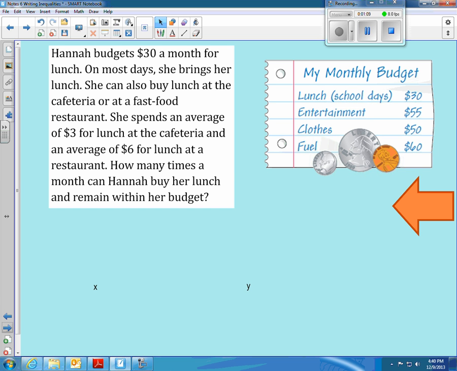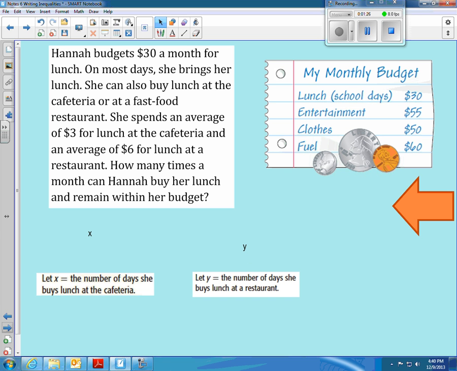So we have two unknowns here. We have the unknown of buying lunch at the cafeteria, and the unknown of buying lunch at the fast food restaurant. So we're going to designate x to be the number of days she buys lunch at the cafeteria, and y to be the number of days she buys lunch at the restaurant. Make sure that you write that down so we know what we're referring to.